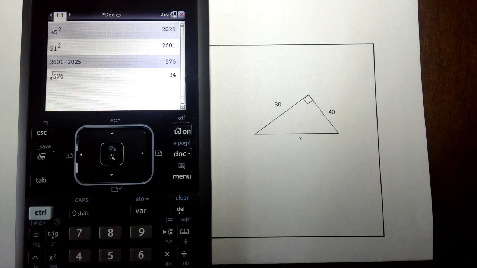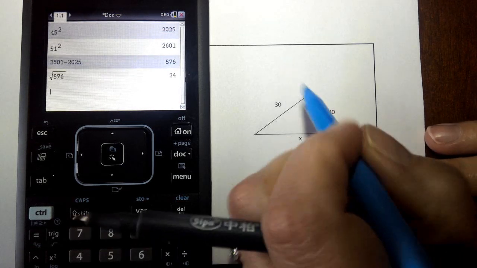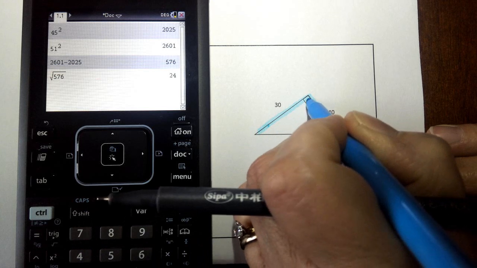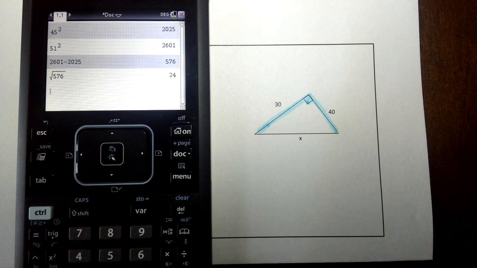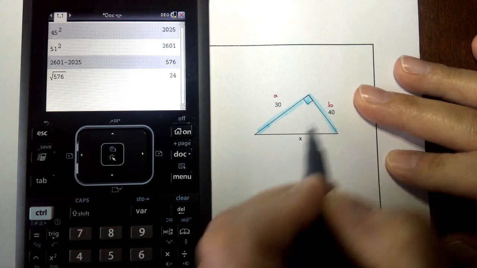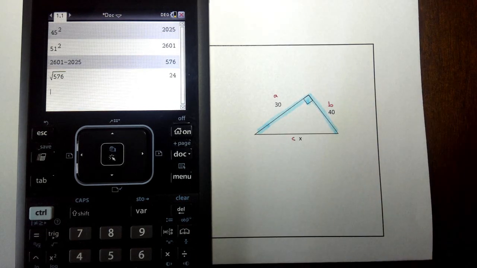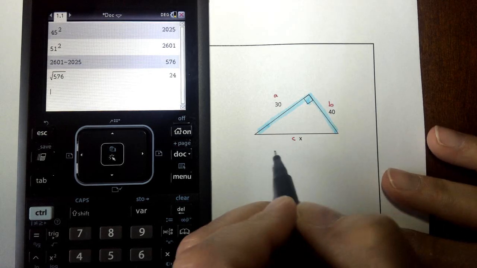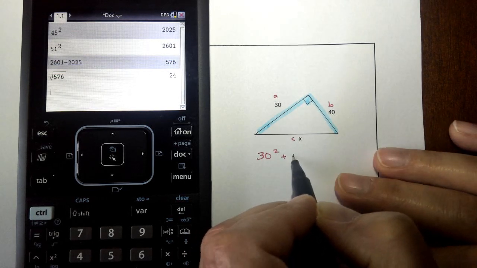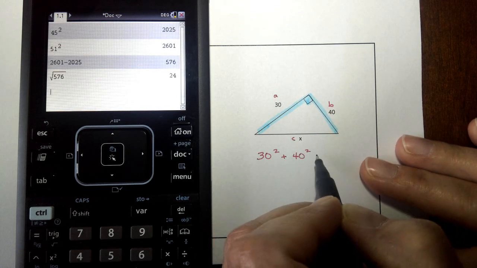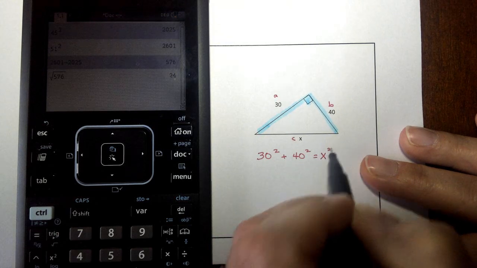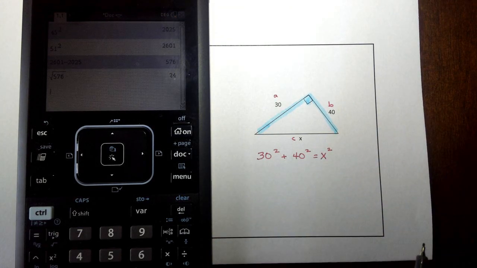So on this triangle, we've got it turned around differently, but we're gonna nail down the legs. The legs are the two sides that form the right angle. So that's 30 and 40. So 30 and 40 are my A and B in any order. C has to be the X. So 30 squared plus 40 squared equals X squared for the third side.